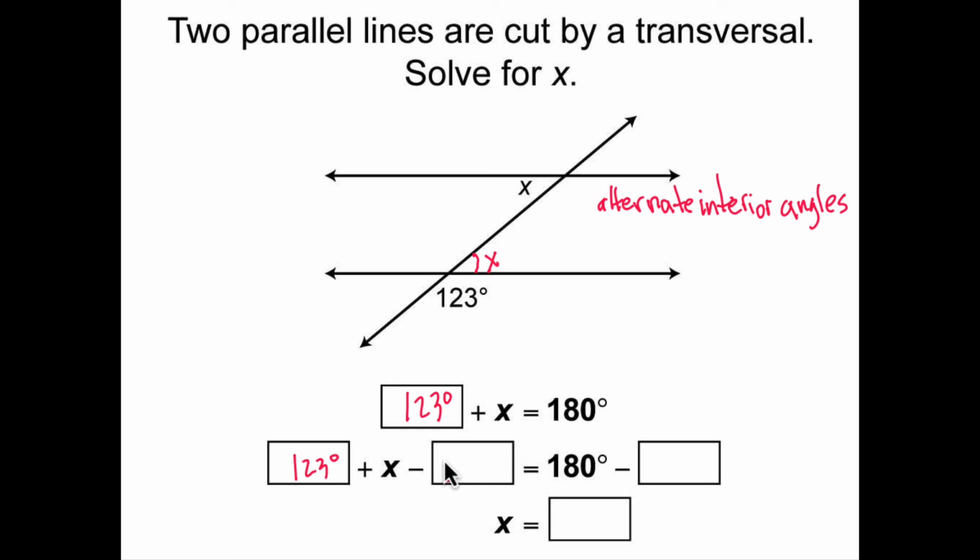So we subtract 123 degrees from both sides of the equation. This gets rid of this 123 degrees, and solving for x, we get that x is equal to 57 degrees.